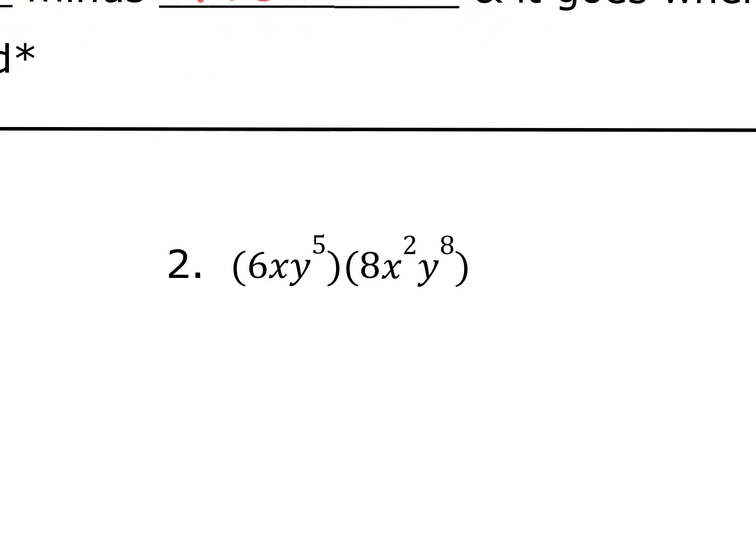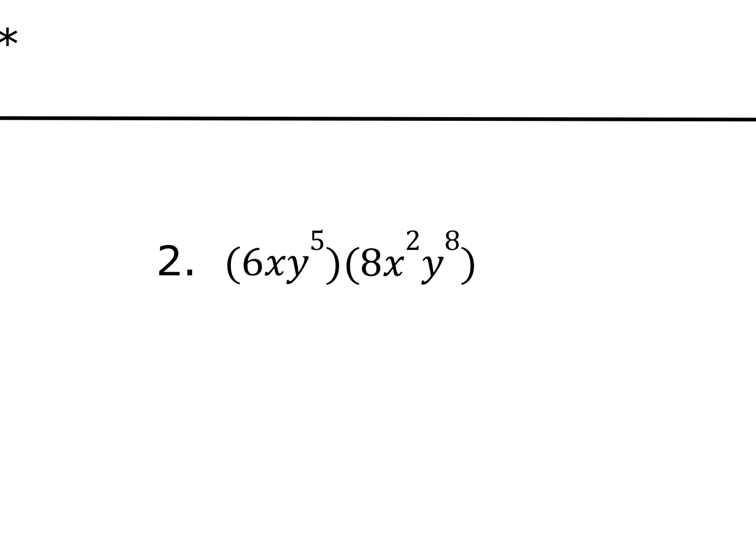Let's try simplifying number 2. Okay, I'm going to do the same thing. I'm going to do my big in size number. I have a 6 and I have an 8. I'm going to multiply those. 6 times 8 is 48.